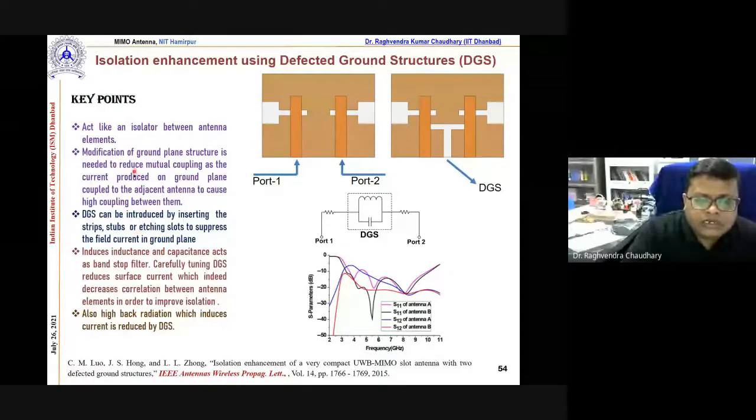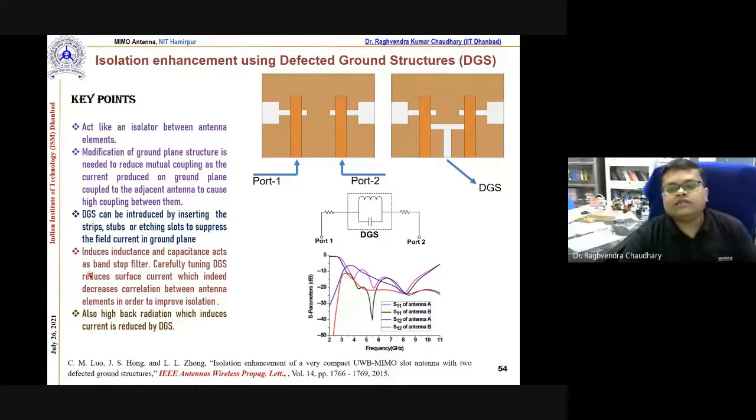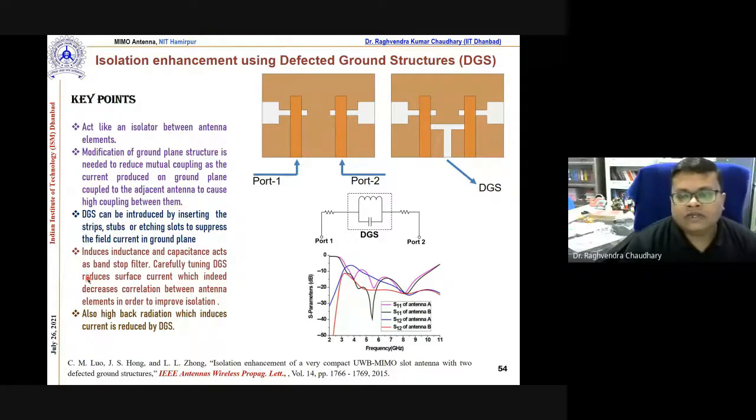For the DGS, like I told you, you have to get the idea of where the surface current is very high. You may introduce an LC resonator there. Okay, so the current may be stopped by it, and there will be less crosstalk between the antenna elements. Here is an example.